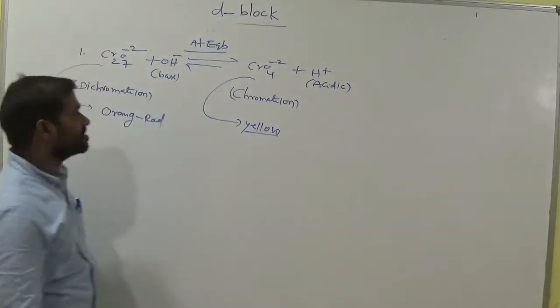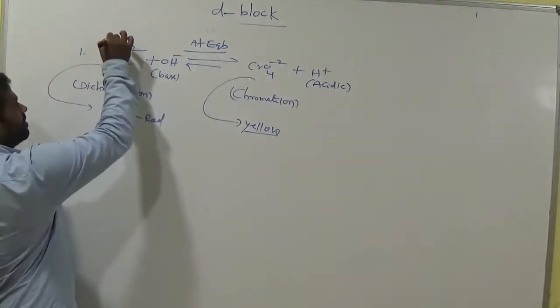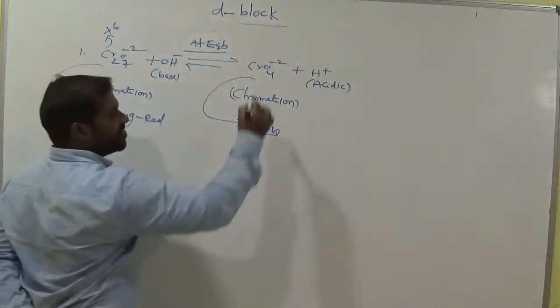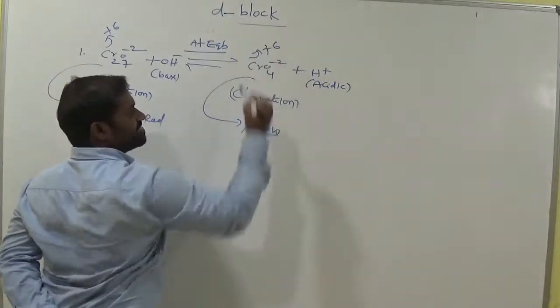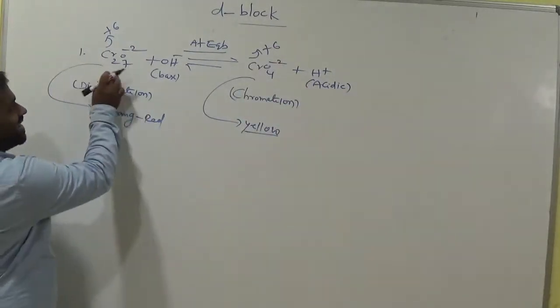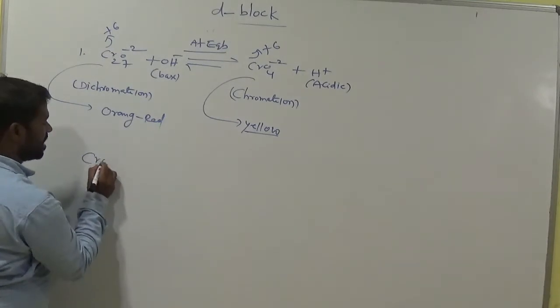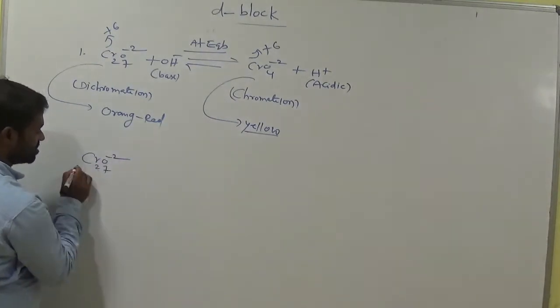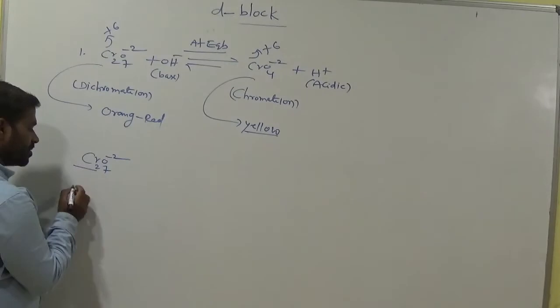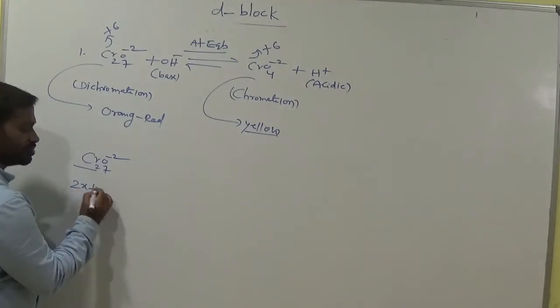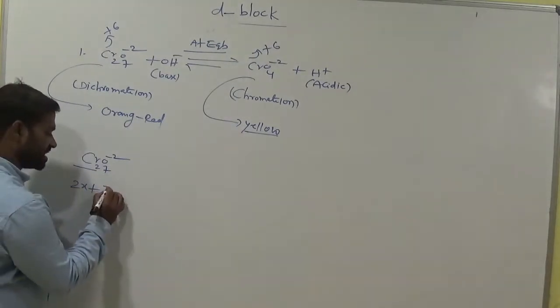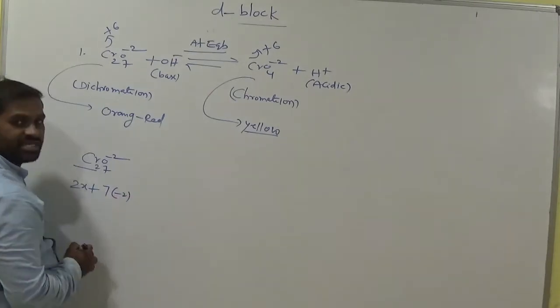Yellow in color. Oxidation state of chromium is +6. Clear? Let us calculate the oxidation state of chromium in Cr2O7 minus 2. How many chromium atoms here? 2. So taken as 2x. How many oxygen? 7. Oxygen is always -2 in this compound.